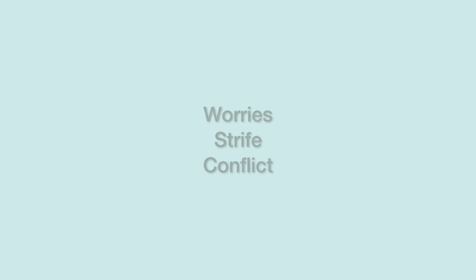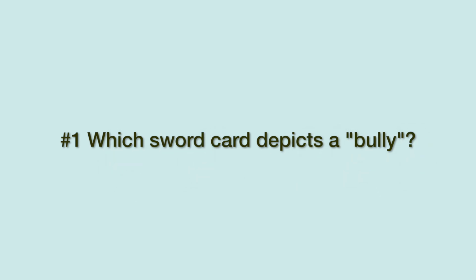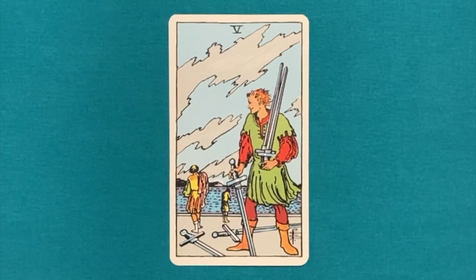So let's get started. Here's your first question. Which sword card depicts a bully? If you guessed the Five of Swords, you'd be right.